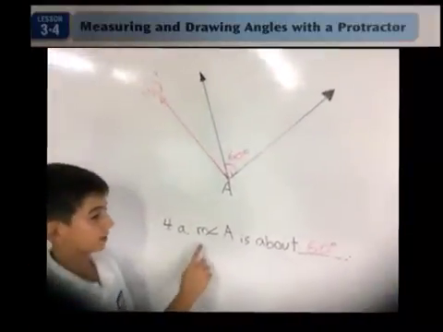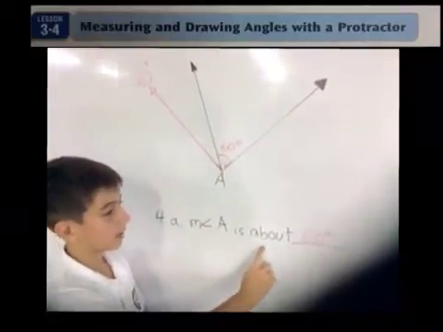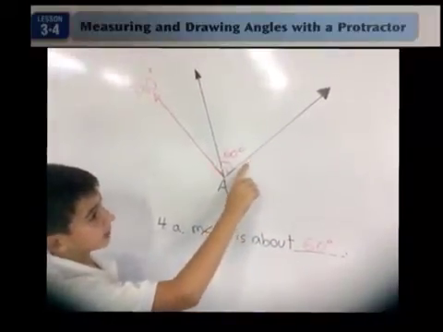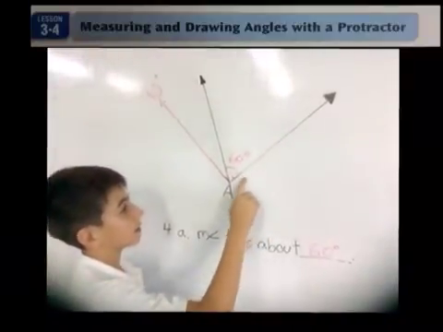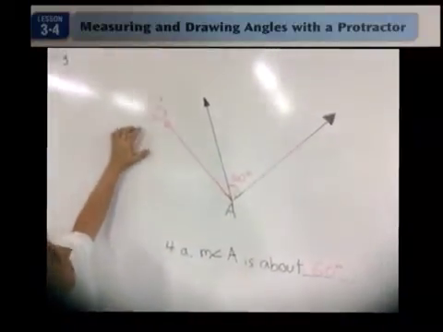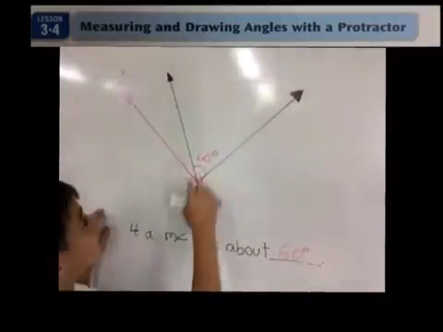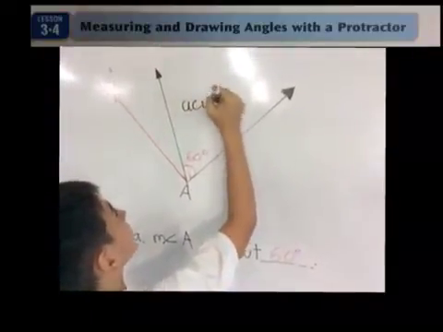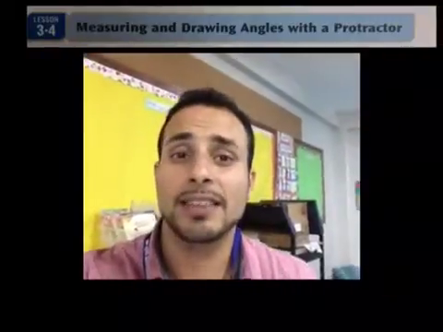And remember, this is called measure of angle A. Is about 60 degrees. And always remember to try to make a perpendicular line from the baseline. And as you know, this is smaller than 90 degrees, so it's an acute angle. That was excellent. Thank you, Matthew, for showing us how to estimate an angle.